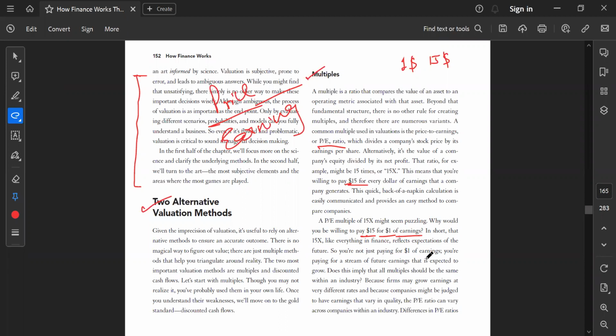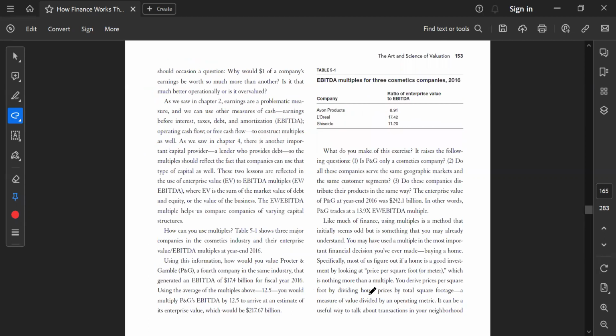So you are not just paying $1 of earning, you are paying for a stream of future earnings that is expected to grow. Does this imply that all multiples should be the same within an industry? Because firms may grow earnings at very different rates, and because companies might be judged to have earnings that vary in quality, the price to earning ratio can vary across companies within an industry. Differences in PE ratio should occasion a question: why would $1 of a company's earning be worth so much more than another? Is it that much better operationally, or is it overvalued?